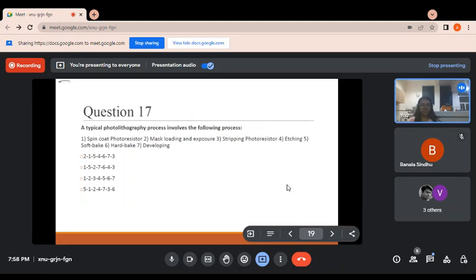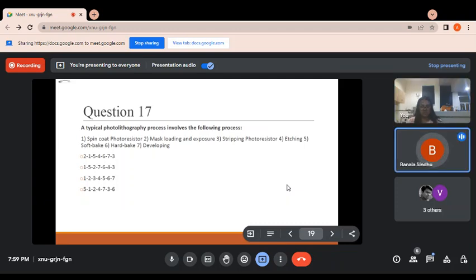The first option is 2154673, second 1527643, third 1234567, and the last is 5124736. So at first go through the question and each point, like spin coat photoresist, then the mask loading and exposure, then stripping the photoresist, then etching, soft bake, hard bake, and developing.